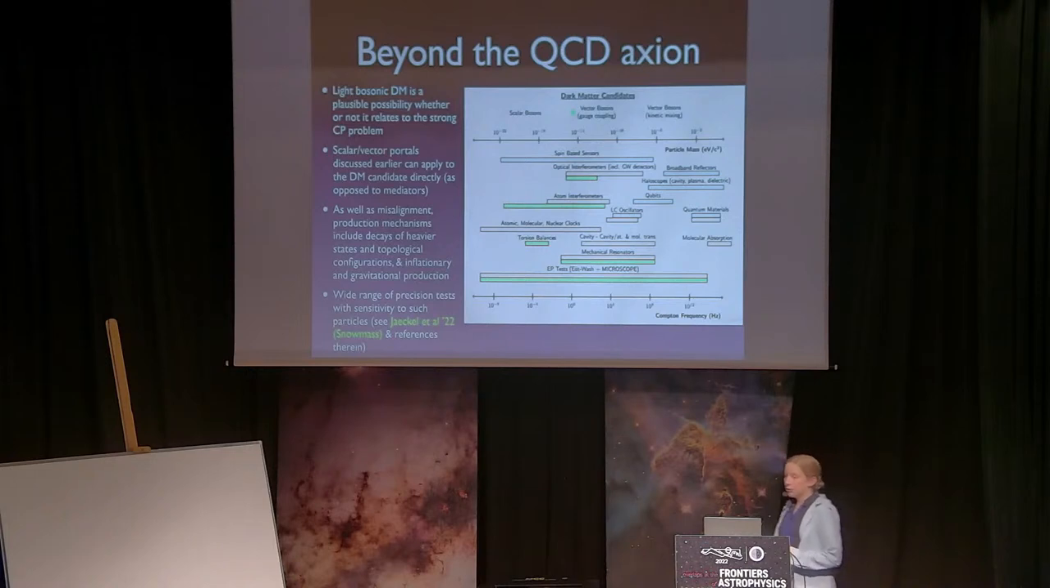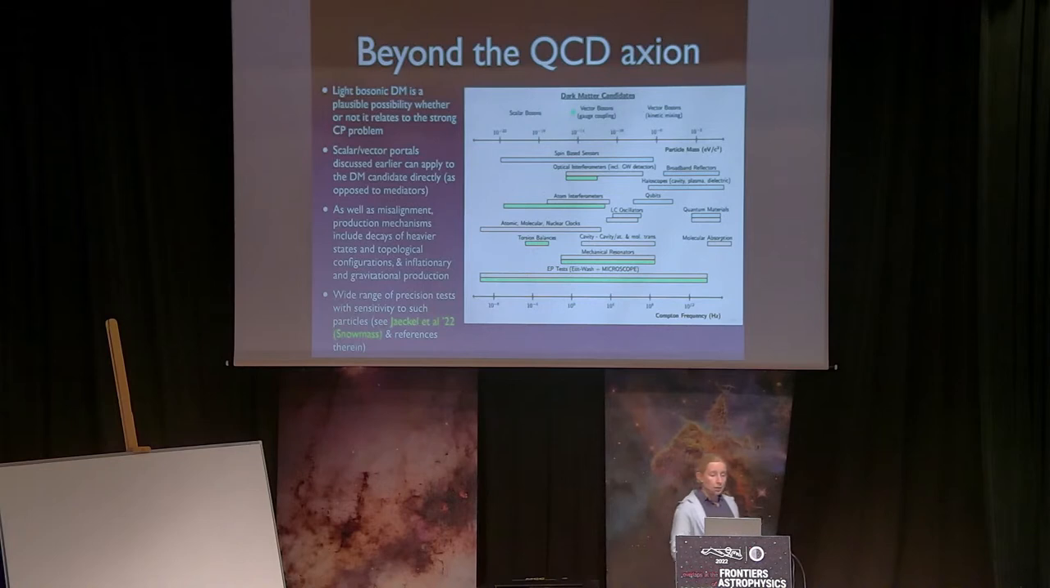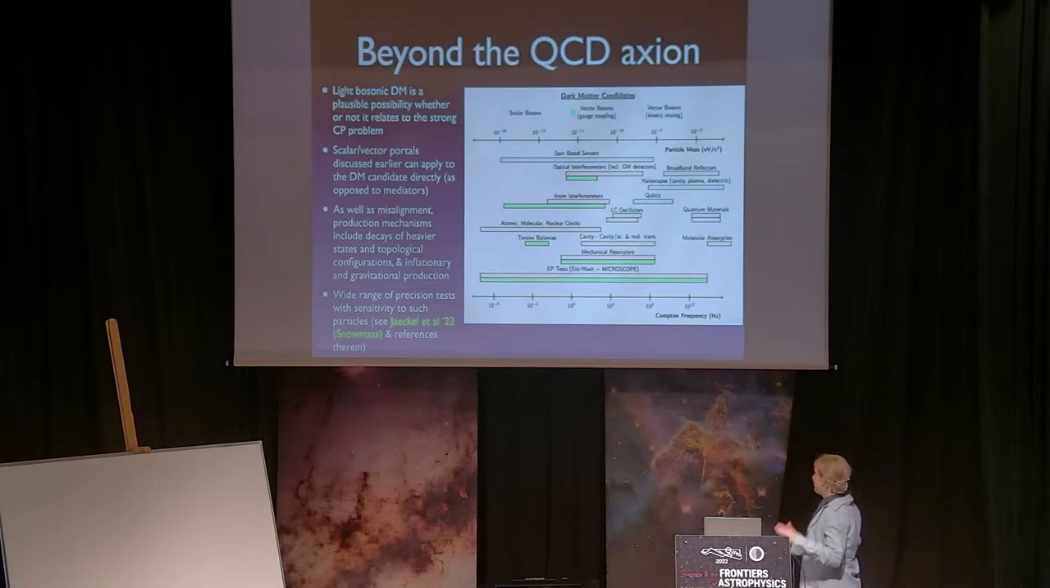They can be produced through the kind of misalignment mechanism that we talked about for the axion. You can have other production mechanisms as well, such as heavier states decaying to make these particles, topological configurations like the axion string network decaying to make these particles, as well as production during inflation. So there's a wide range of precision tests with sensitivity to such particles.